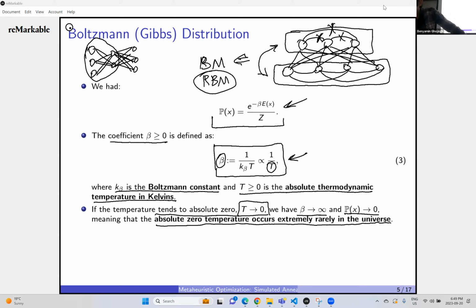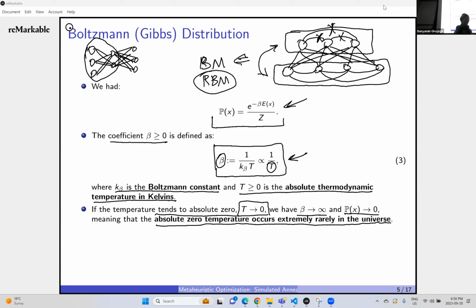We have coefficient beta, which is greater than or equal to 0. And beta, according to physics, is 1 over k_B T. And T here is the absolute thermodynamic temperature in kelvins. It's not in Celsius, it's absolute temperature. It's in kelvins and it's non-negative, so it can't get negative. It's always 0 or positive. And therefore, beta is proportional to 1 over T. Here, k_B is the Boltzmann constant. We can ignore it.